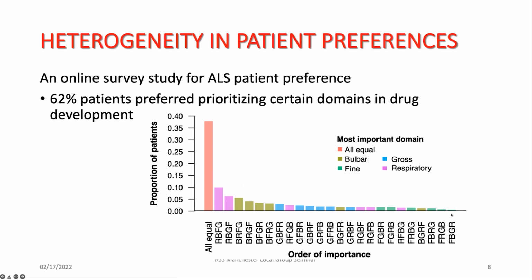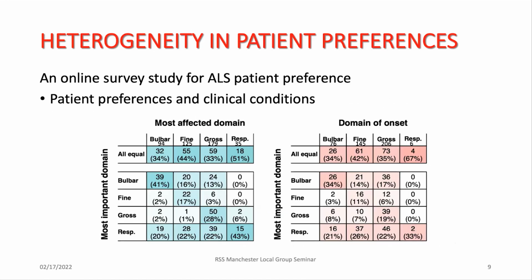But you can see some of the groups are very small. For example, for some, fine motor is more important, then bulbar, gross motor, and respiratory. So you can see there's huge heterogeneity in terms of patients' concerns about what is important to them. And so we need to integrate that heterogeneity into our clinical trial considerations.